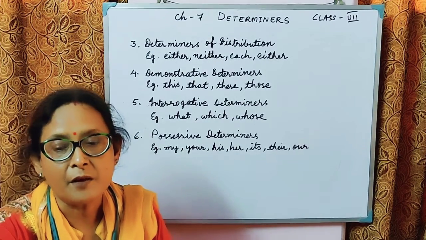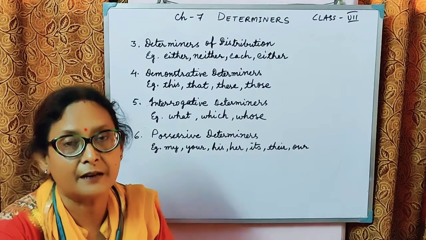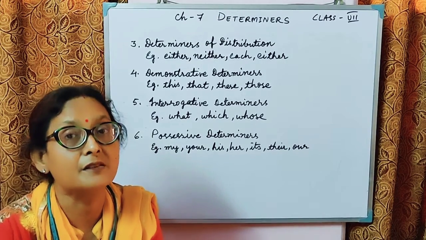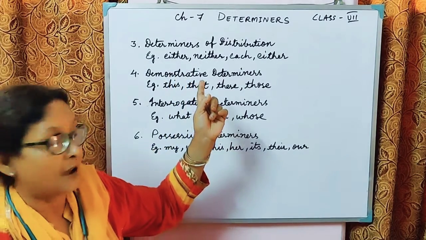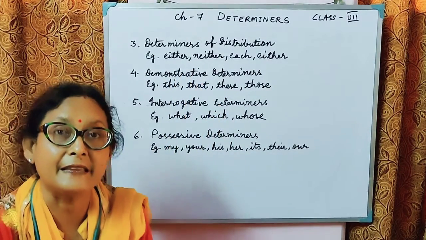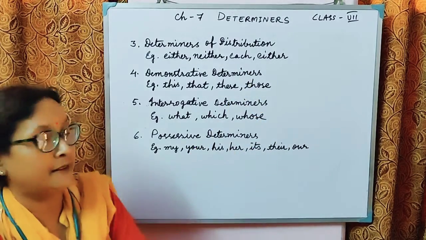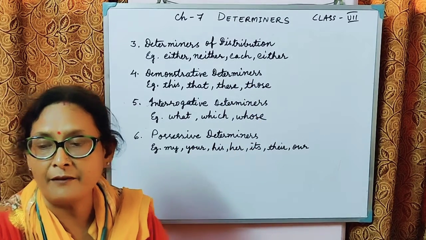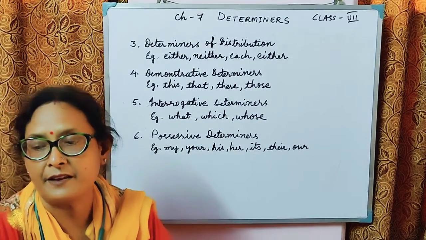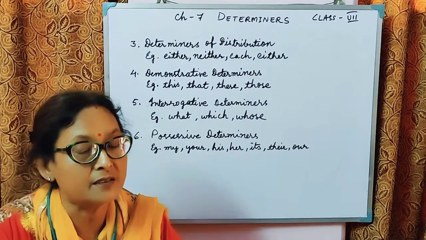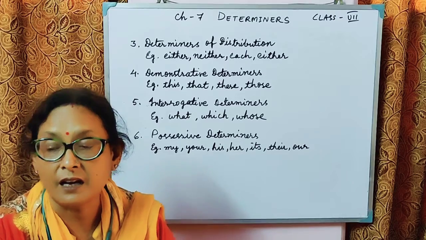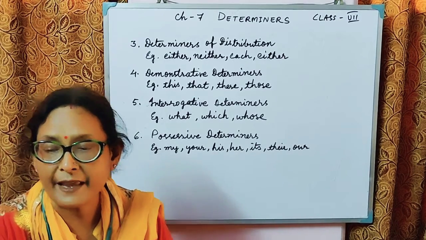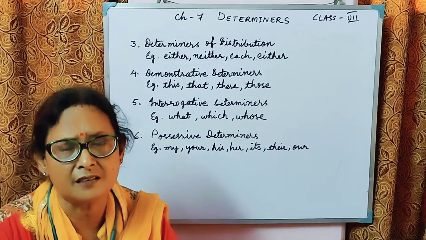So now today we'll be doing the third kind of determiners, that are determiners of distribution, wherein the words used are mainly either, neither, each and every. So these are some of the words that tell us about distribution. So each, what's the use of each in a sentence?